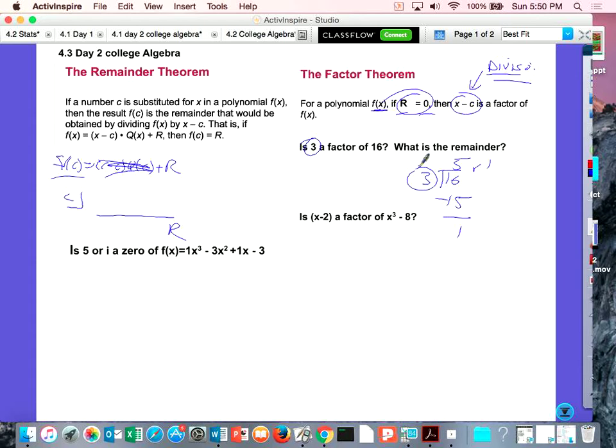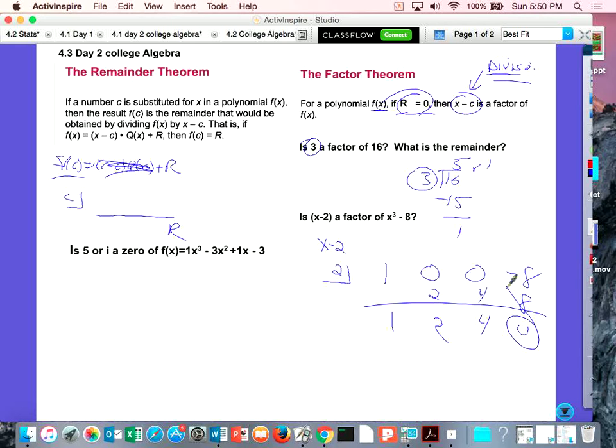Okay? So, is x minus 2 a factor of that? We don't want to do long division. We want to do synthetic division. So 1x to the third, 0x squared, 0x, minus 8. Bring that down, multiply, add, multiply, add, multiply, add. So x minus 2 is a factor of x cubed minus 8.